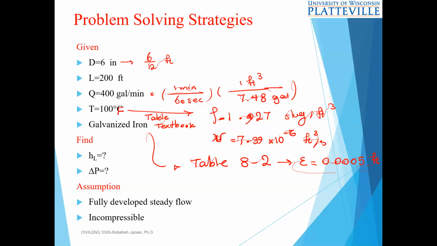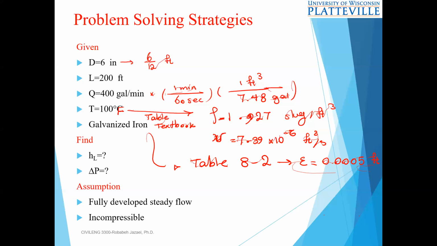So this is all we have and what we need to convert, and then what we need to find is head loss and pressure drop. There are two important assumptions. First of all, it's fully developed steady flow, because if you remember the energy equation, it's one of the energy equation assumptions. The other thing, we always assume in civil engineering, we work with incompressible flow. So this is all we have.